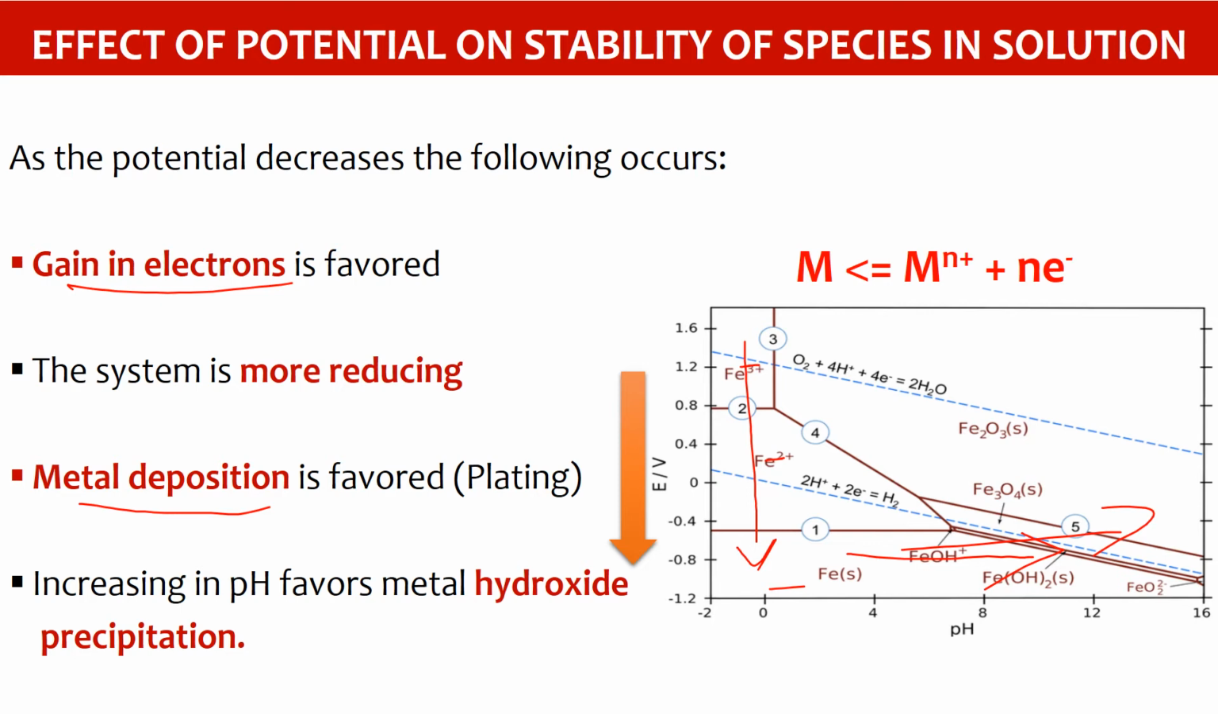However, I want you to understand that when you increase or decrease your potential, you are creating either an oxidizing or a reducing environment. You're creating either metal dissolution or metal deposition. You need to understand the effect of increasing or decreasing your potential on the system, on the stability of the species that are in solution.